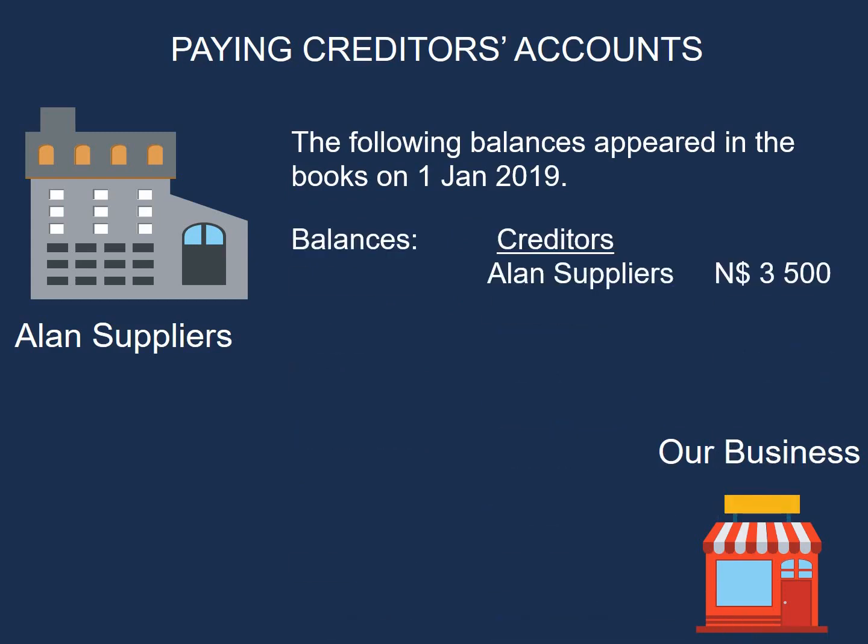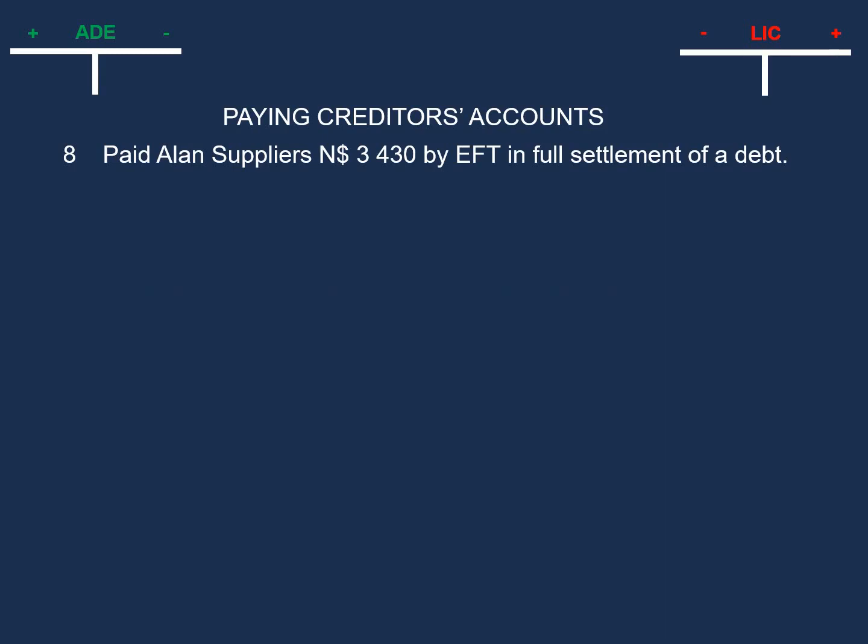The balance of one of our creditors, Allen Suppliers, of $3,500. This means that we are owing Allen Suppliers $3,500. Now on the 8th, we paid Allen Suppliers $3,430 by EFT in settlement of a debt.